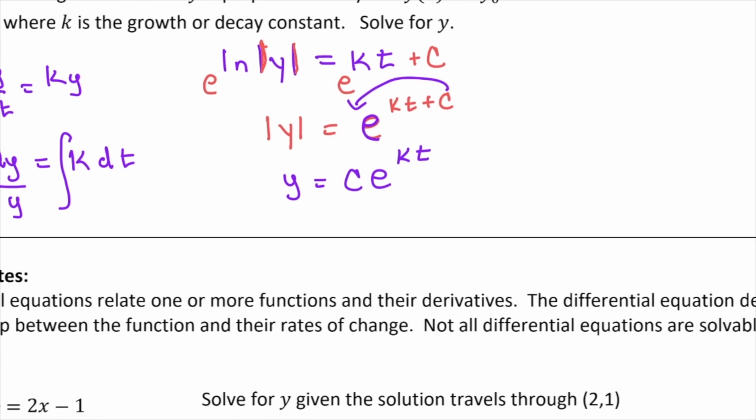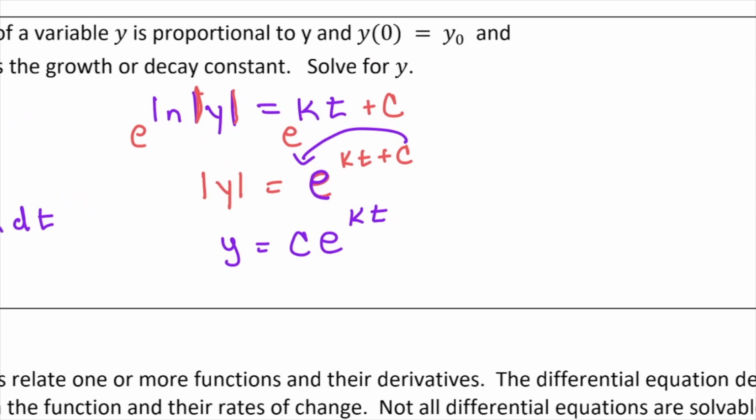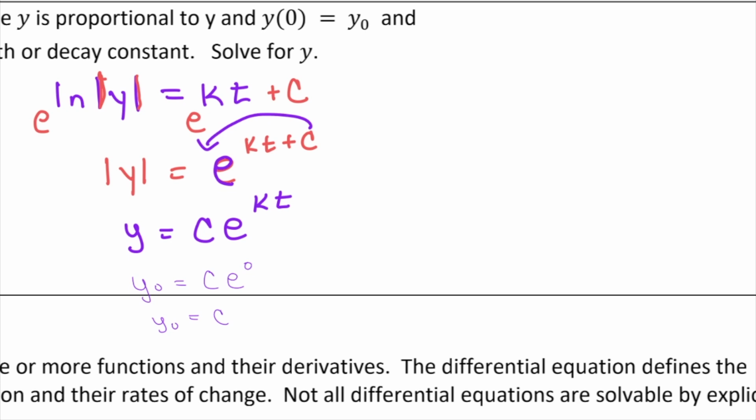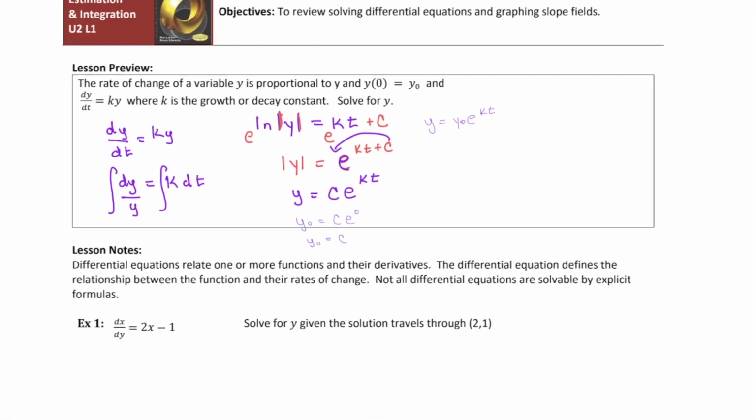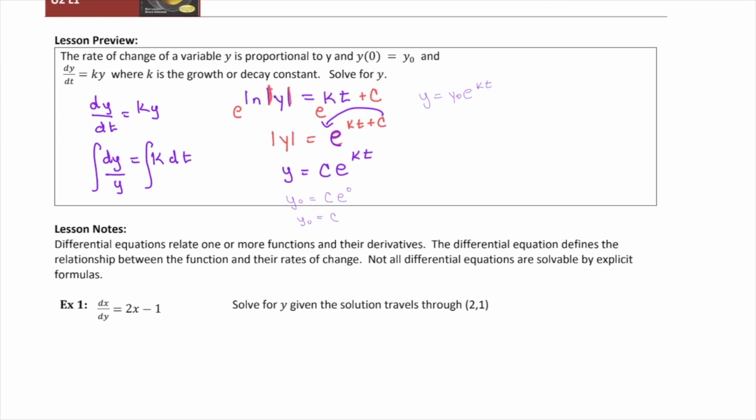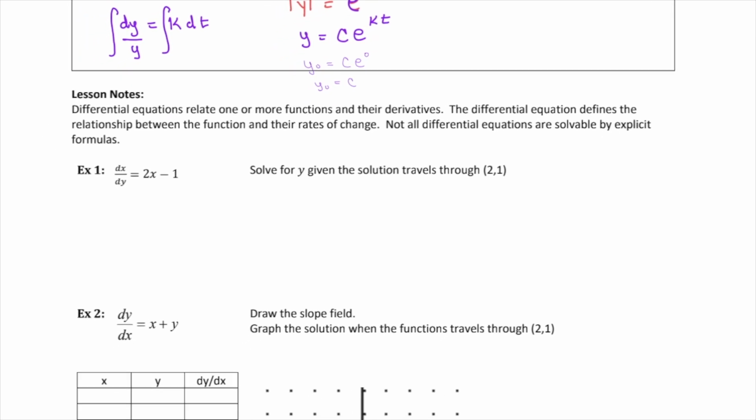You're given an initial value that y at 0 is equal to y naught. So when we substitute, we know that y naught is equal to c e to the 0. So we now know that c must be equal to y naught. Finish up your problem by substituting the c value back in. We know that y equals y naught e to the kt. So that is going to be solving using separation of variables, something that you should be fairly good at.